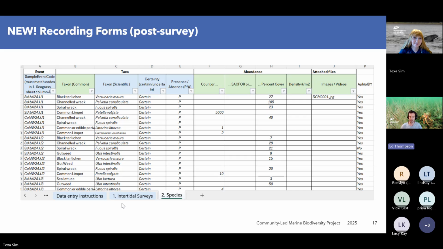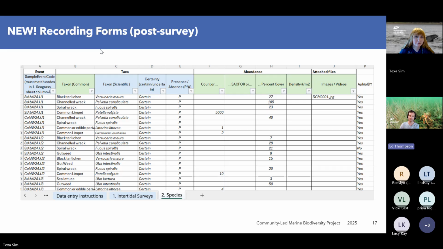Richard, I see you posted in the chat. Is that an APHIA ID? It's AFIA, so APHIA, AFIA, and I think AFIA is the name of the catalogue. It's just written in column P there at the top of the header. I think column J as well is also really useful.